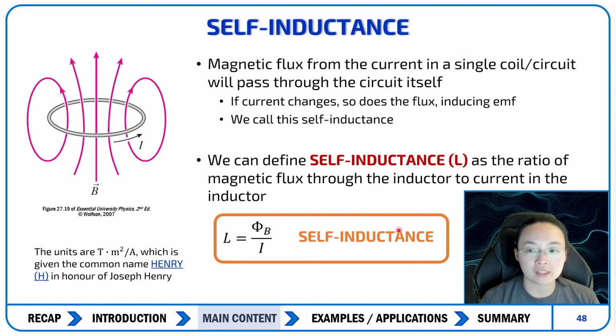We can define self-inductance as the ratio of the magnetic flux through the inductor to the current in the inductor. So L, the inductance, is equal to magnetic flux over current. In terms of the units, we use Henry because it's Tesla meter squared per amp.